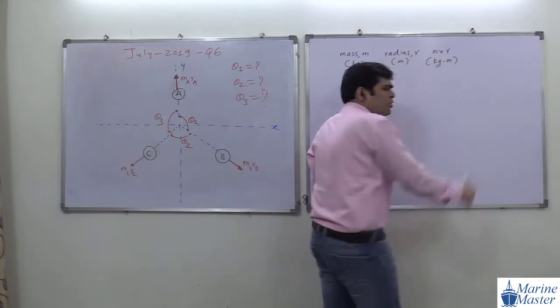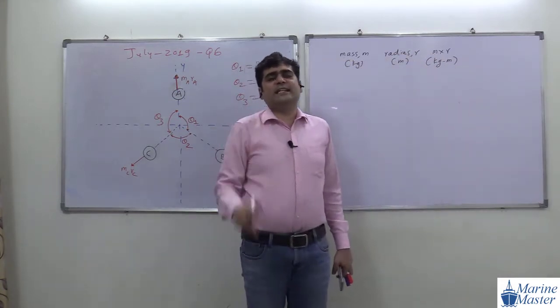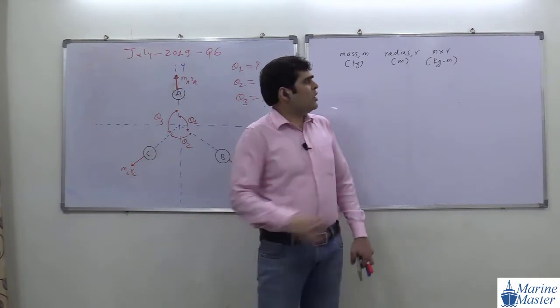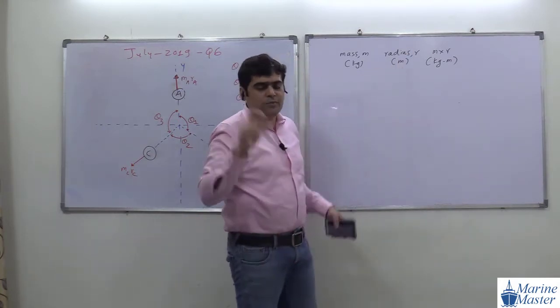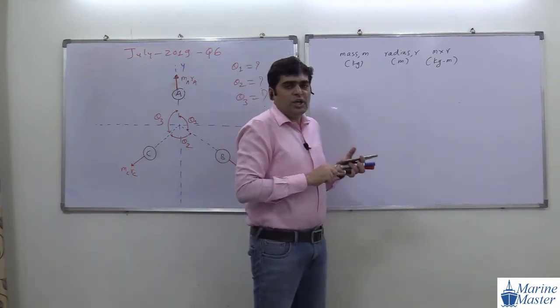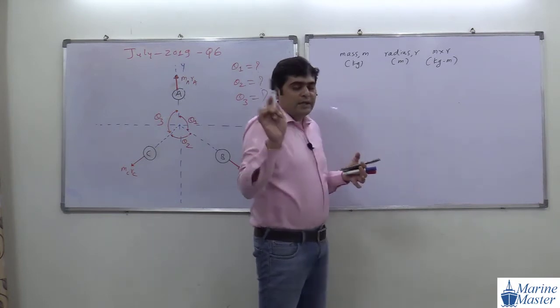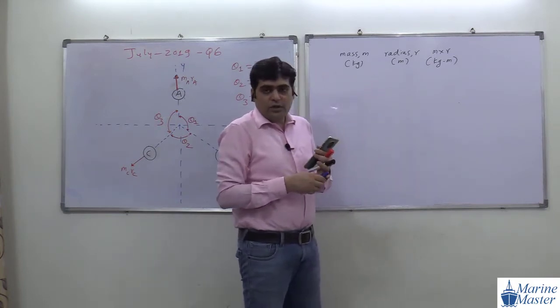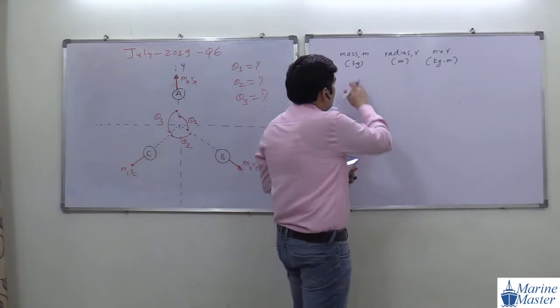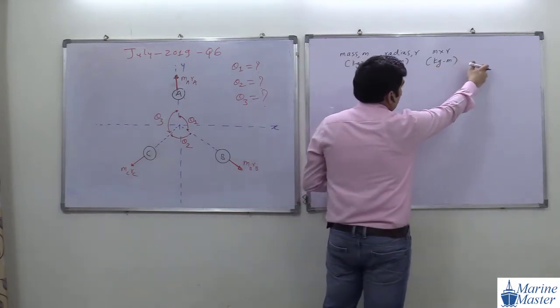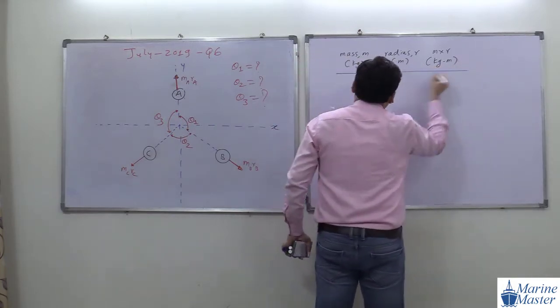Now we don't know their angular position. What is exactly their angular position? So we will not add that column, the angular position. So in this question, we are going to write down only three columns: mass, radius and mr. We are not adding angular position.